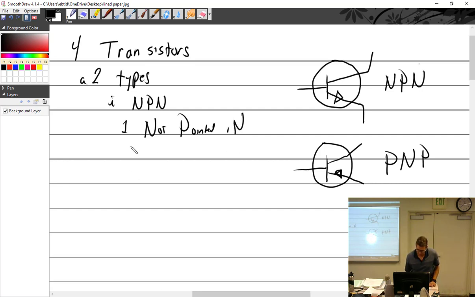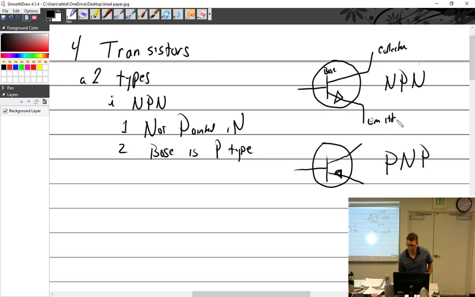The base is P-type. So we have the base is right here, base. We have the collector and the emitter. Same thing here, base, collector, emitter.